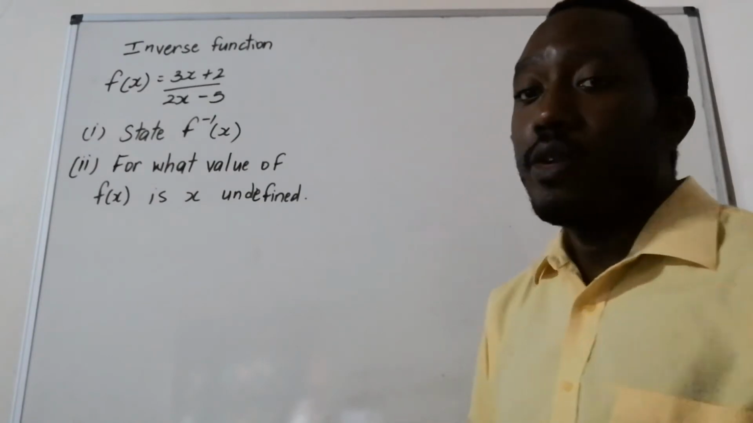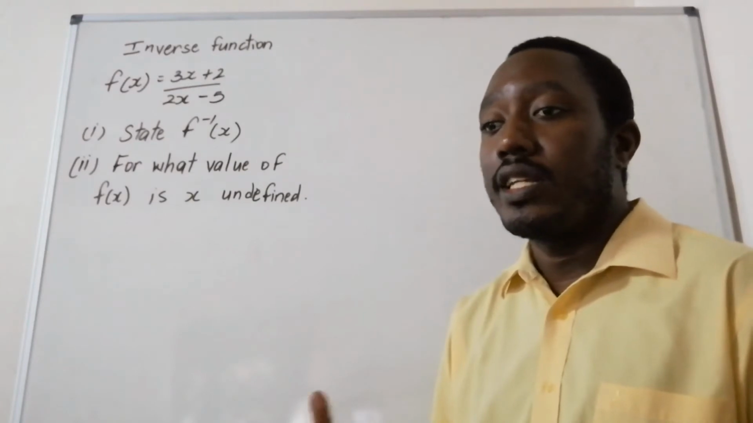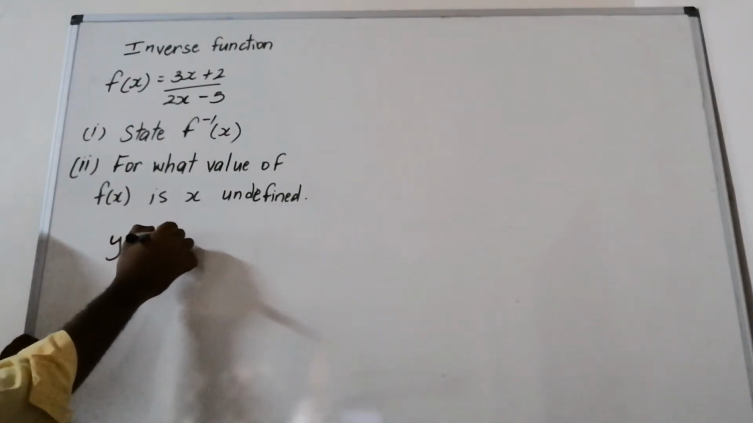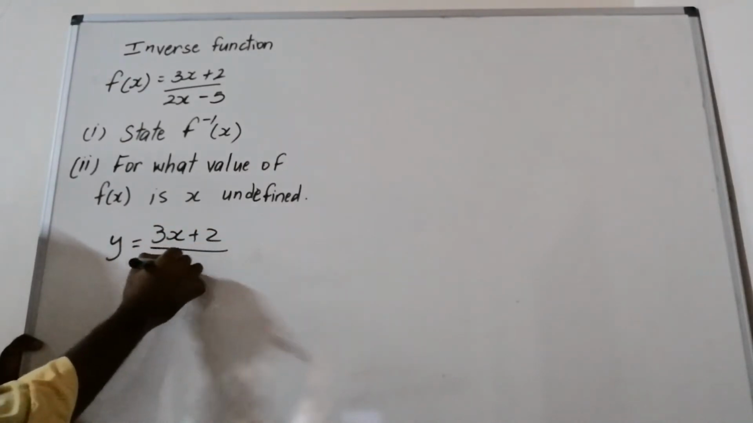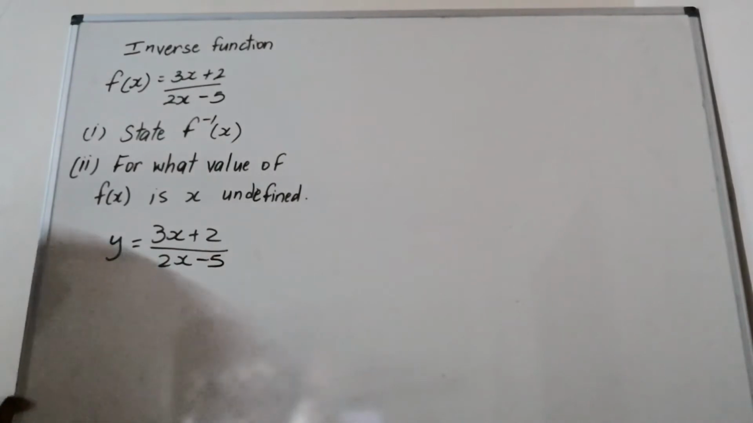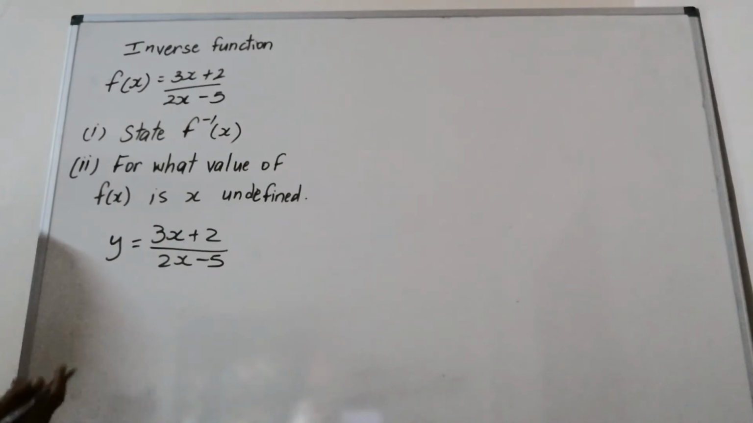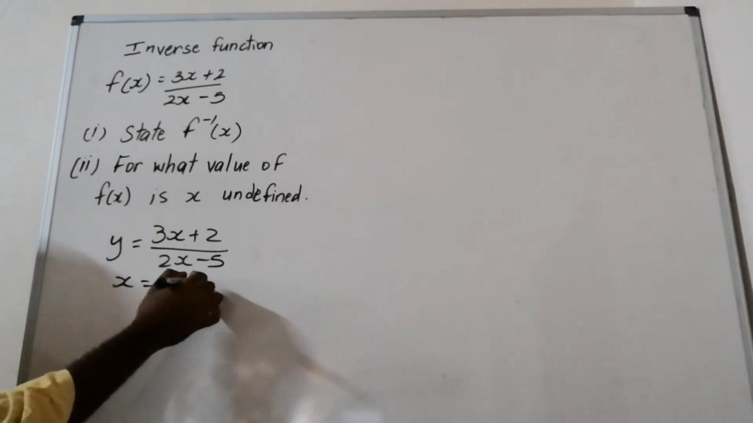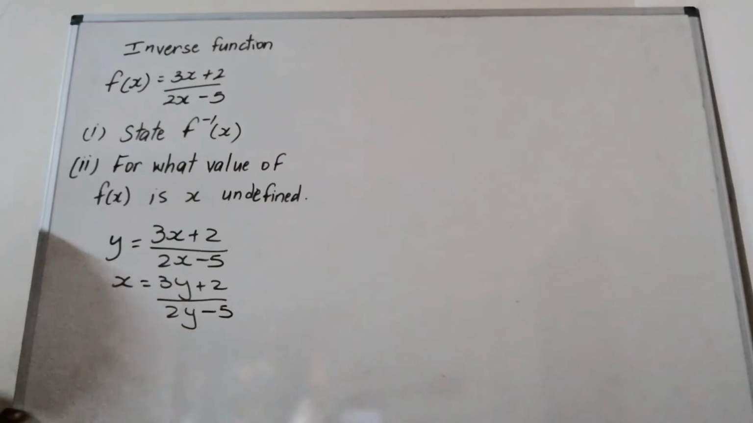So remember, the first thing we do, we make the function equal to y. So we will have y is equal to 3x plus 2 over 2x minus 5. Second step, where x is, we replace y. And where y is, we put x. So now we have x is equal to 3y plus 2 over 2y minus 5.